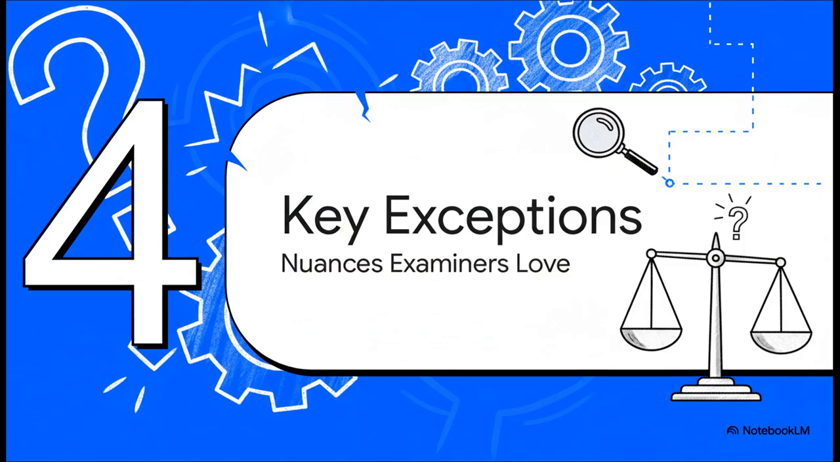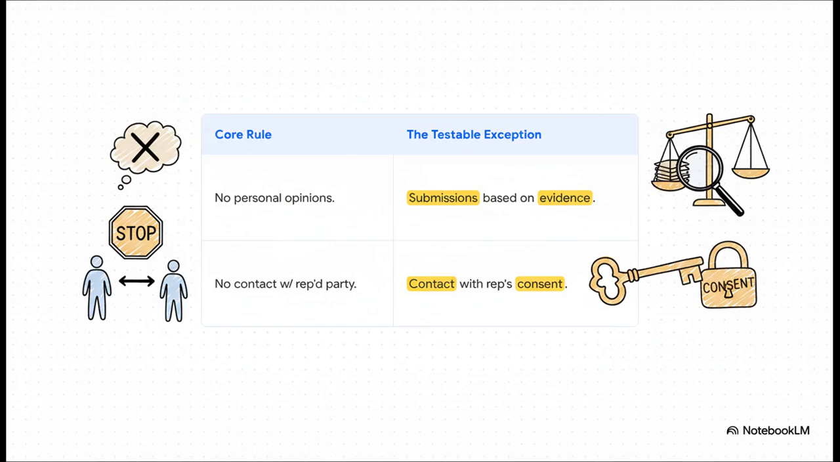So, knowing the main rules gets you most of the way there, but if you really want to ace this section, you need to understand the exceptions. The examiners just love to test these little gray areas and nuances because, well, that's what separates someone who kind of knows the material from someone who really gets it. This table shows you 2 of the biggest ones. So, like we just said, you can't talk to a represented party unless you have their paralegal's consent. That single word, consent, that's the key. Second, you can't state your personal opinion to the tribunal, but you can, and in fact, you should, make strong persuasive arguments that are explicitly based on the evidence. The difference between those 2 things is absolutely critical.